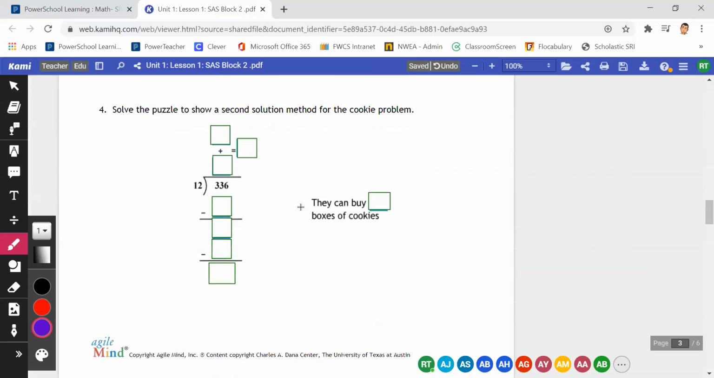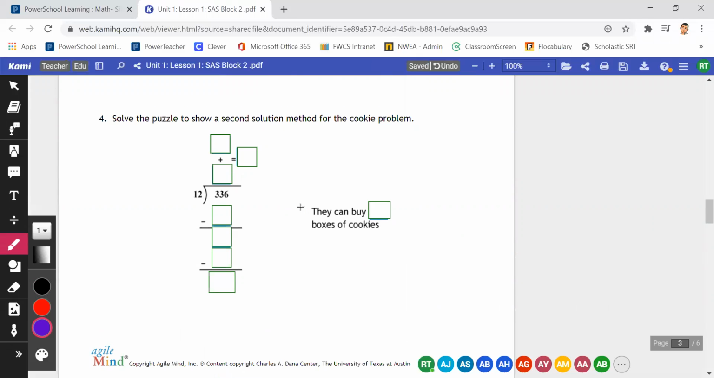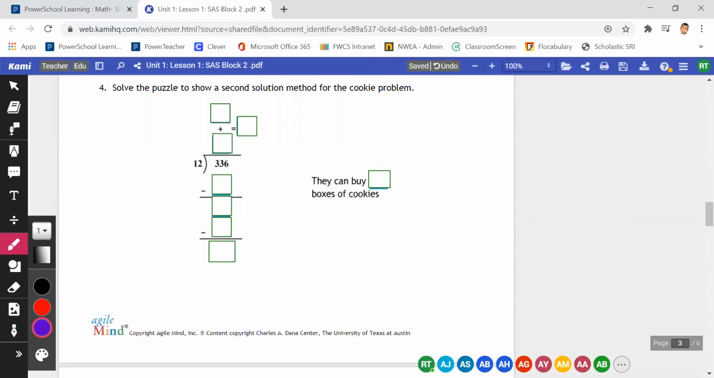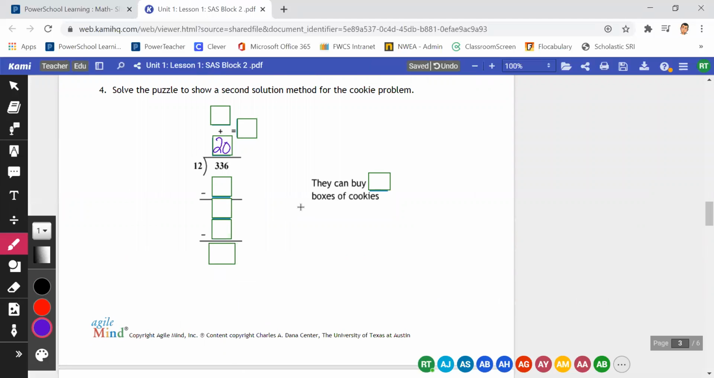This is going to be solved in a similar way. This is the method that we used. So this is simply going to be 20 groups of 12, giving me, let me look back up here, 240.